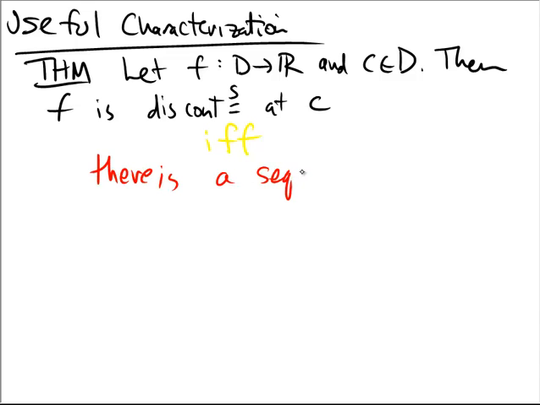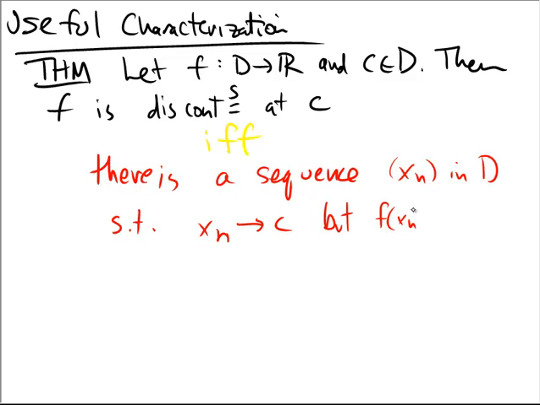a sequence that you can find in D such that x_n, the sequence, converges to c, so we have a sequence that's heading towards that particular x value on the x-axis, but f(x_n) does not converge to f(c). In other words, one way that you can show that a function is discontinuous is if you can simply pick a sequence that heads towards the x value that you want, but you can show that the functional values, the f(x_n)'s, do not go towards f(c). They go towards something else. And again, that's just negations, effectively, of our big theorem statements.